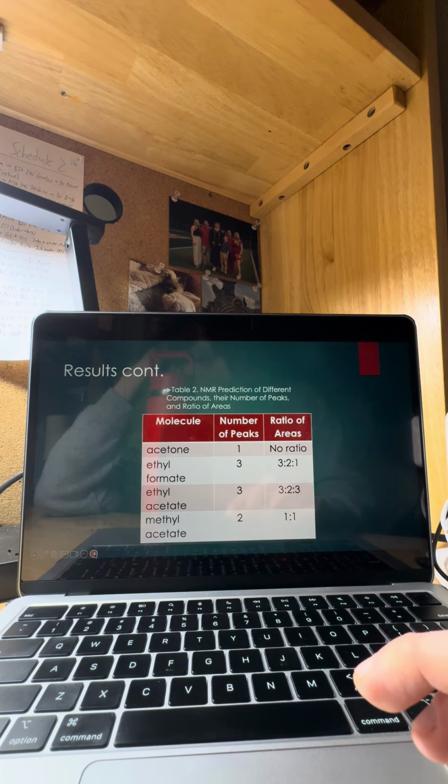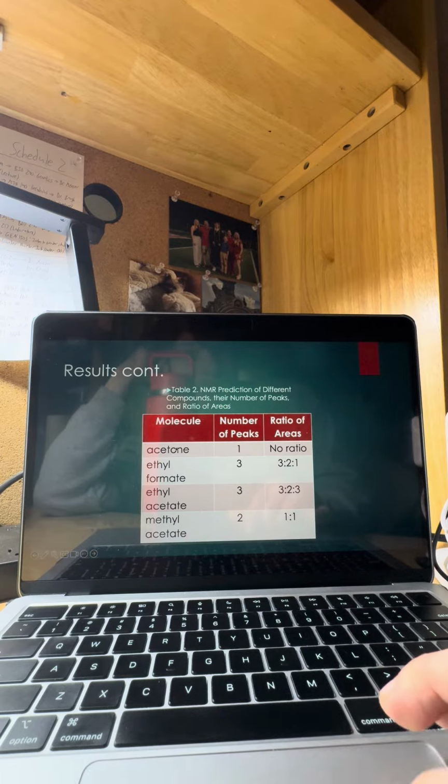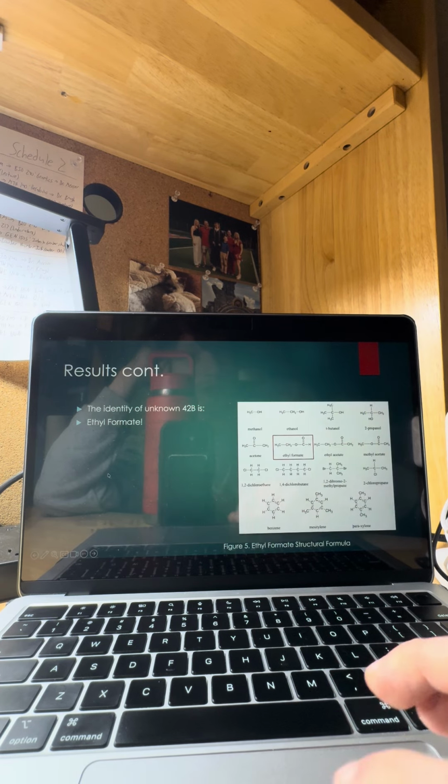And so if we look at table 2, the NMR prediction of different compounds, these are our 4 suspects that we've narrowed down. And if we look, ethyl formate has 3 peaks, and it's in a 3 to 2 to 1 ratio, which means that our identity of the unknown 42B is ethyl formate. And in figure 5, we can see that ethyl formate is boxed in and shown.